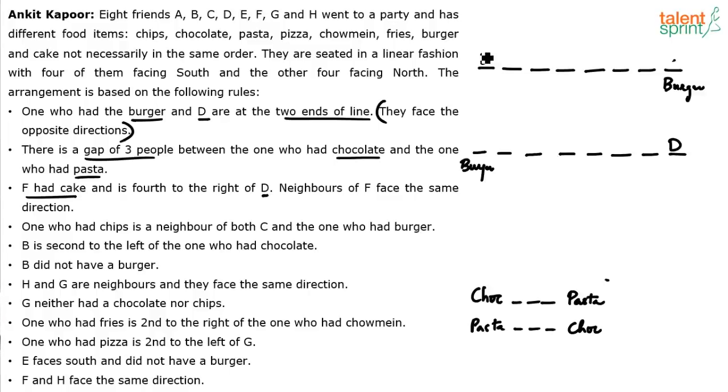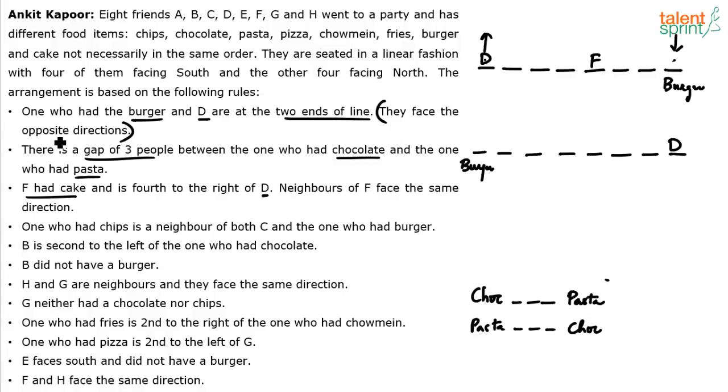For the first case where D is seated here, F cannot come on the left hand side of D. F has to come only on the right hand side, right? And F is fourth to the right of D. See, right of D is on the right hand side, implies D is facing north. Now I can fix D's direction. And F is fourth to the right of D, right? So first, second, third, fourth. F comes here.